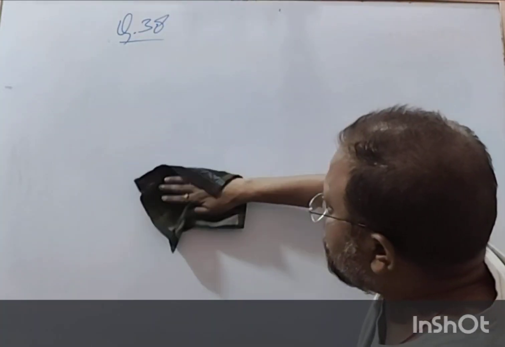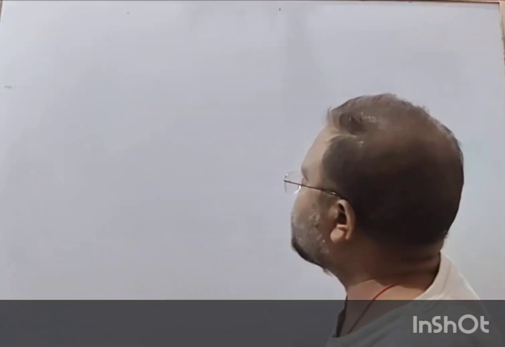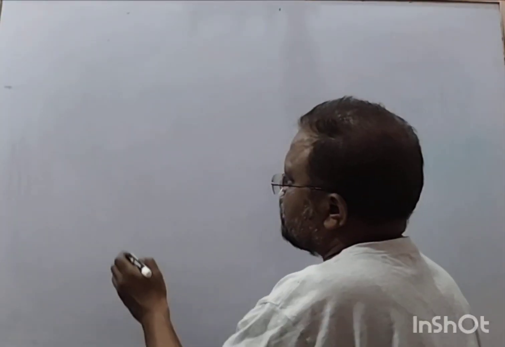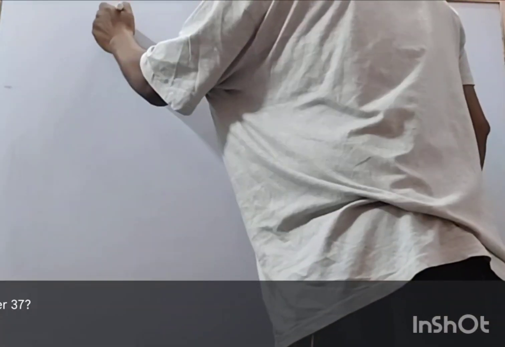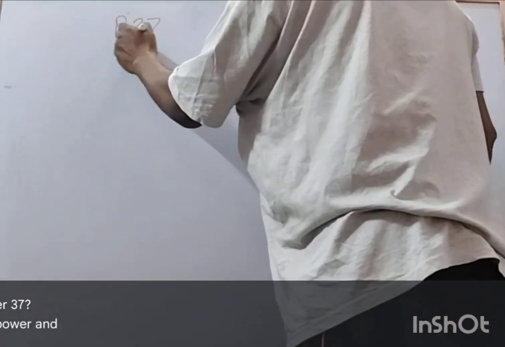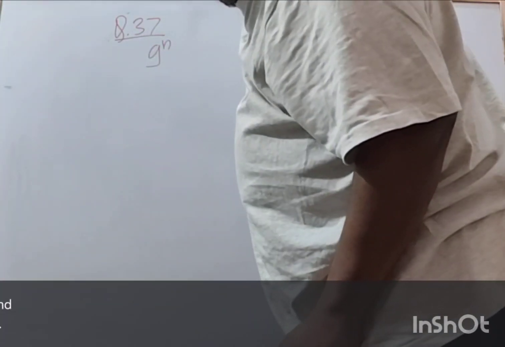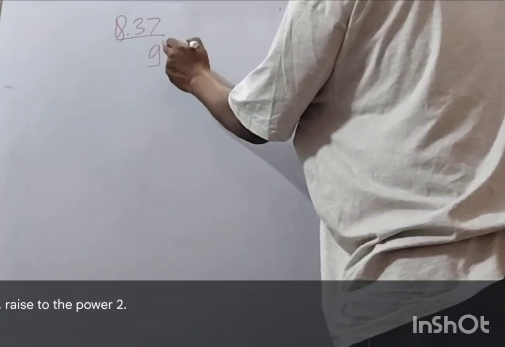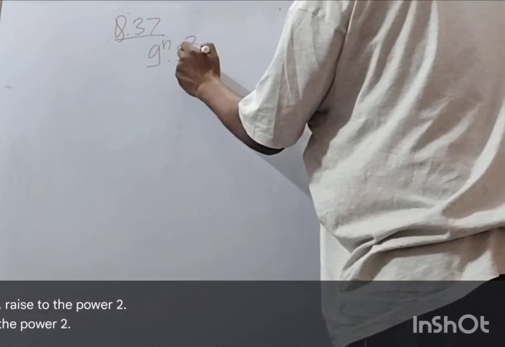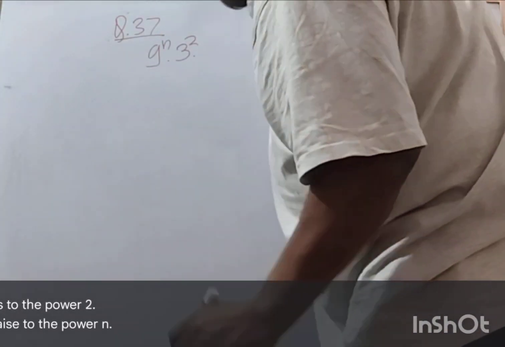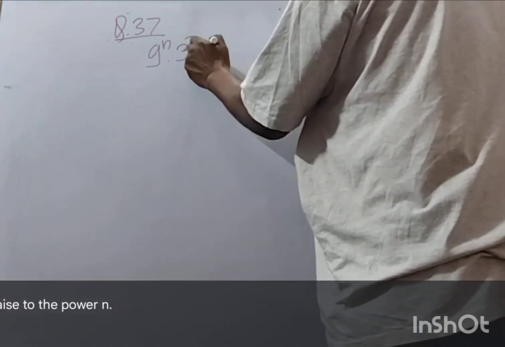What is the next question you are saying? Question number 37. Okay. What is question number 37? 9 raised to the power n multiplied by 3 raised to the power 2 multiplied by 3 raised to the power n.